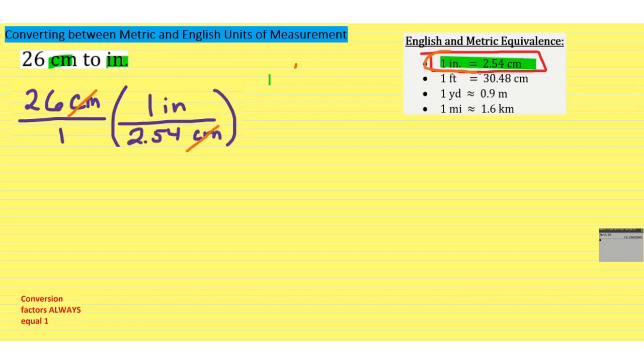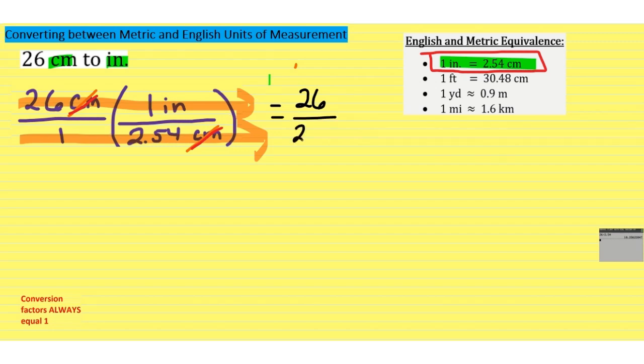So 1 inch is equal to 2.54 centimeters. And that allows me to cancel out those centimeters that I do not want. At this point, I can just multiply straight across, numerator times numerator, denominator times denominator. And that gives me 26, because 26 times 1 is 26, and 1 times 2.54 in the denominator is 2.54.